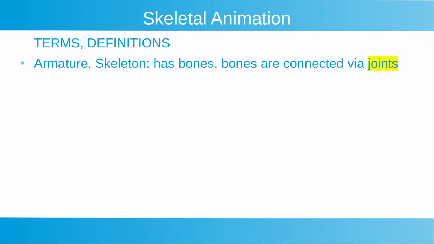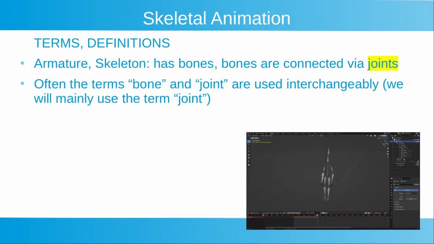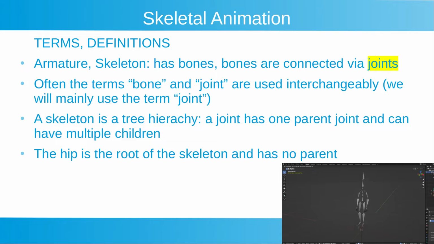A skeleton is comprised of bones, and bones are connected via joints. The joints define the transform, so we will only use the term joint. For us, a skeleton is made up of joints, not bones. A skeleton in software can be represented as a tree hierarchy. A joint has one parent and can have multiple children. The hip is the root of the skeleton and has no parent.